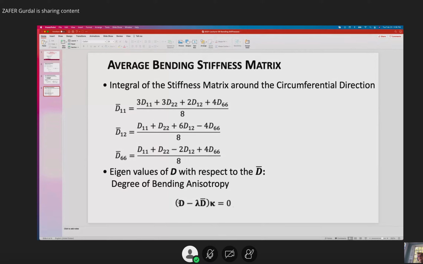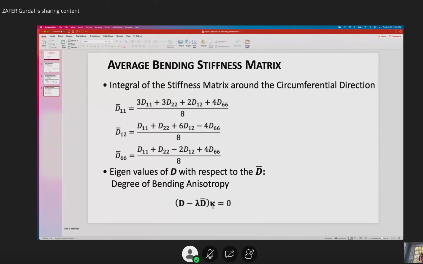Incidentally, you can do the same thing with the A matrix. You can define an A bar matrix, and you'll get the quantities A11 bar through A66 bar, and then you can compute the eigenvalues of the A matrix. If the A matrix is isotropic, you'll get lambda equals 1 for this generalized eigenvalue problem that says D minus lambda D times kappa equals 0.